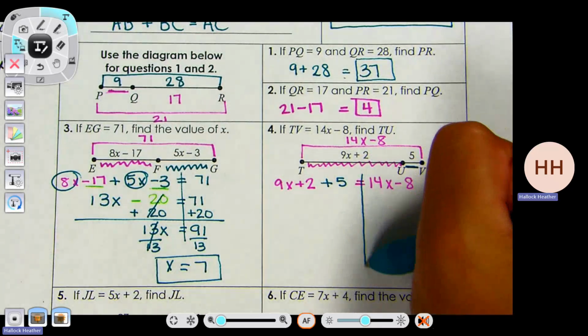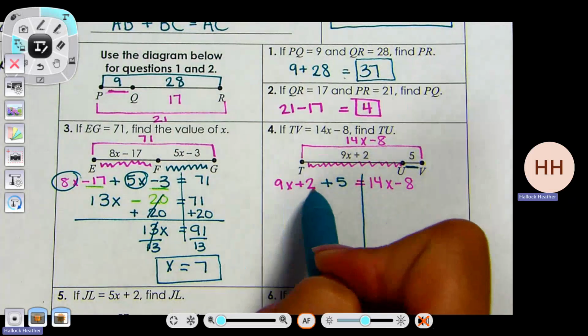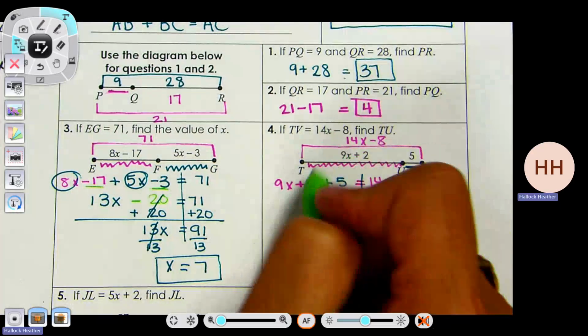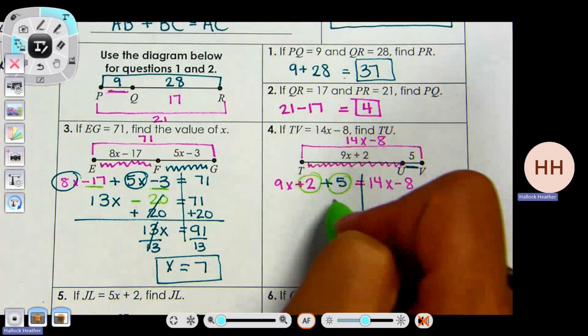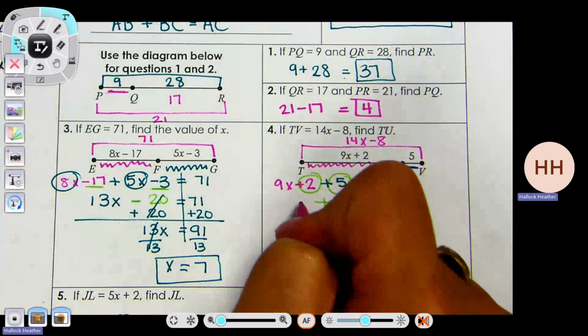So just like algebra 1, we're going to solve multi-step equations. So I'm going to start by combining like terms. 9x can't combine with 2 or 5, but 2 and 5 can come together. 2 and 5 added together makes 7. I'm going to bring down my 9x in the front.